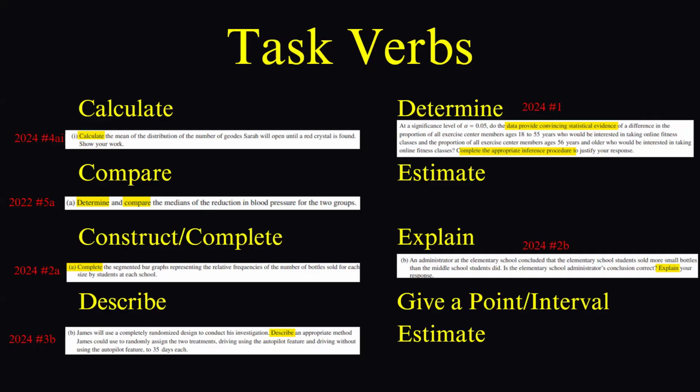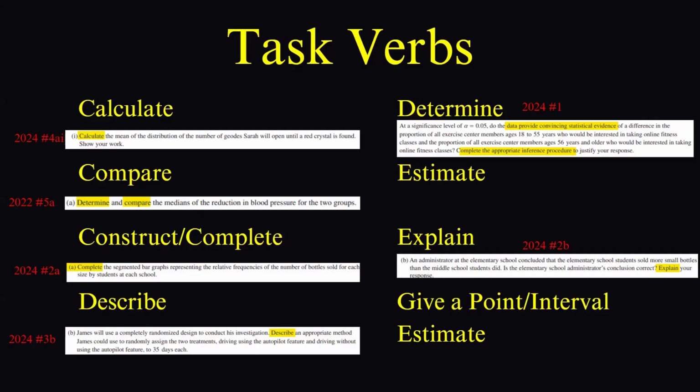And this is where you're going to explain characteristics of a data set, a distribution, or some kind of statistical method. Oftentimes you'll see describe the shape, center, and spread of the distribution, or describe how the sampling method affects bias. Here we have describe an appropriate method James could use to randomly assign two treatments. Any of these are valid, and this is exactly what you need to do when you're asked to describe.